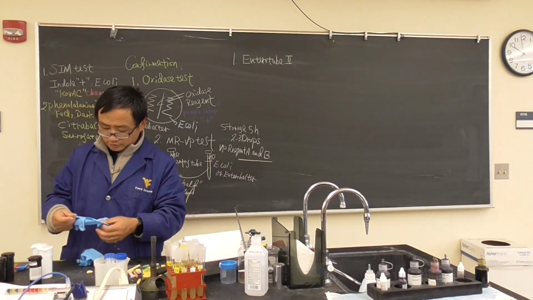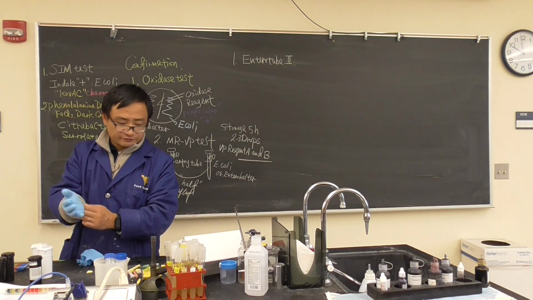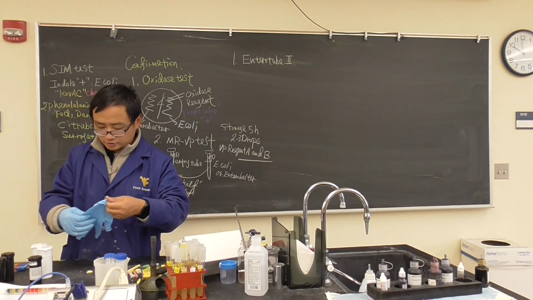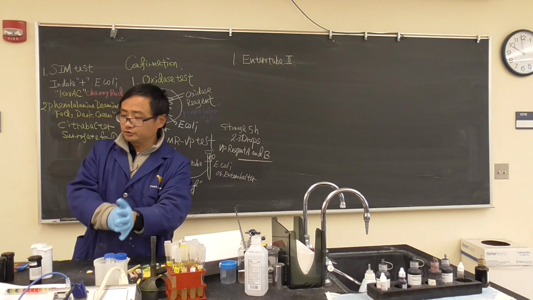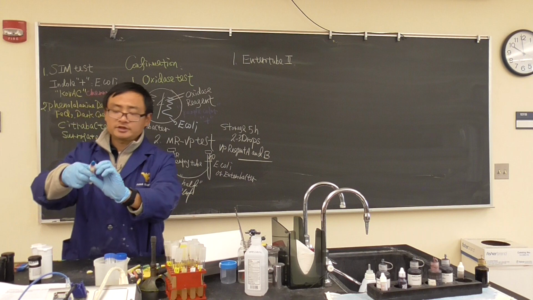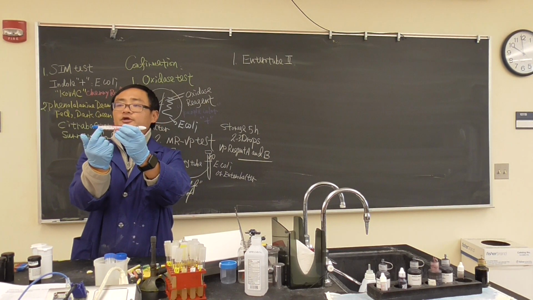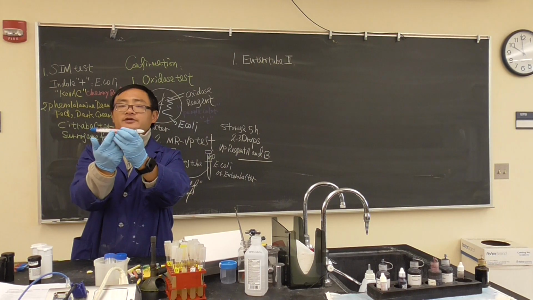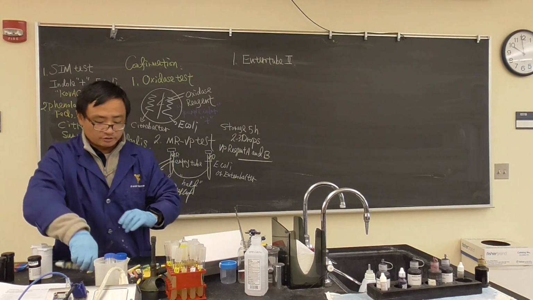So how to do this? Let's wear the gloves first. That's the first thing, as usual. Then what you have to do is label. There is a side here called name. You have to label it: your name, batch number, and what type of bacteria you put in. That's fine, and you can add it.